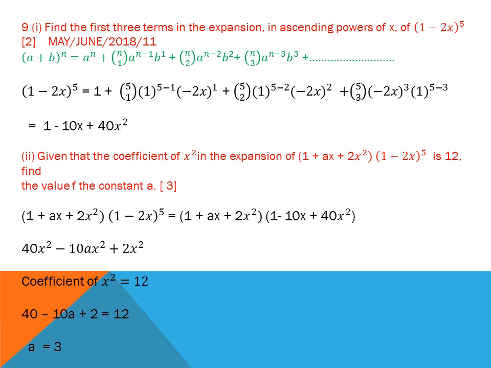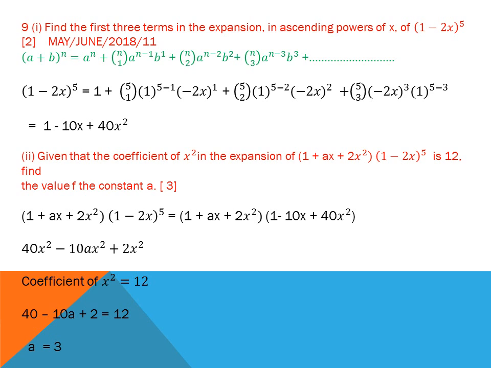In question number 9, find the terms in the expansion in ascending power of x. Find the first 3 terms in the expansion. Now it means only expand 3 terms here. (1 minus 2x)^5, it means a equal to 1 and b is equal to minus 2x. 1 power 5 will become 1. So 1 plus 5C1, 1^(5-1) (-2x)^1, 5C2, 5C3. I expand till 4 terms but only need 3 terms here. First will become 1 minus 10x, then plus 40x square here.